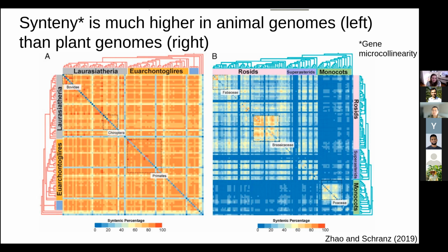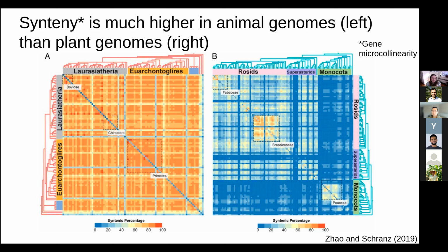But even with this different definition than we're used to, it is pretty clear that animal genomes look very different from plant genomes, in that this heat map comparing every species to every other species on the left is largely orange, showing a high level of synteny, whereas in plants, this heat map is mostly blue, largely because these genomes have had whole genome duplications and fractionation.